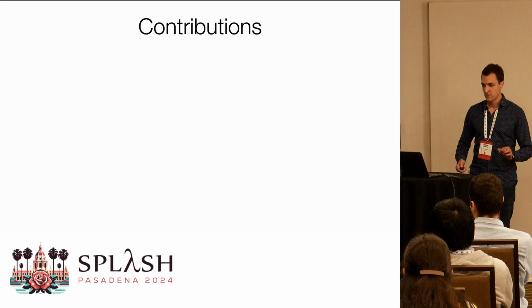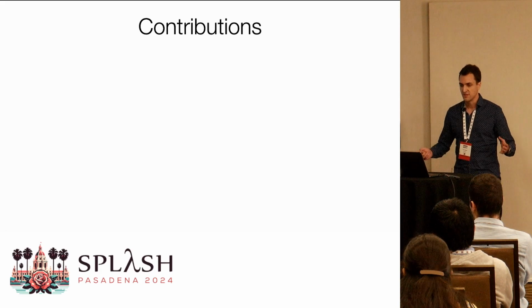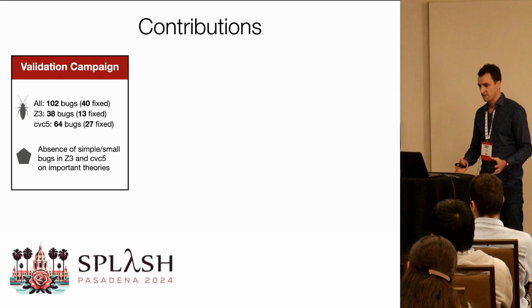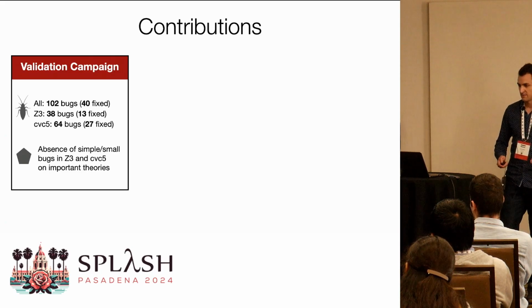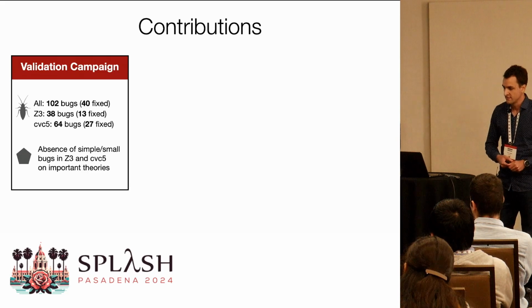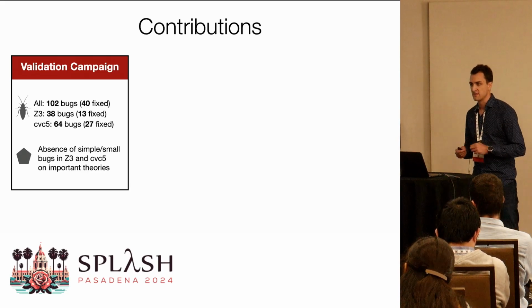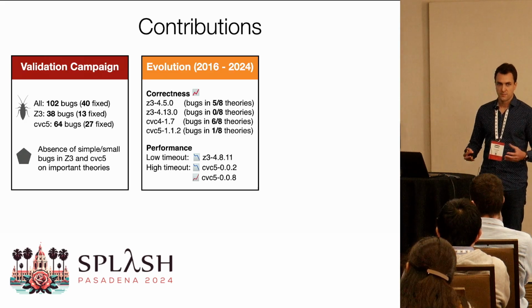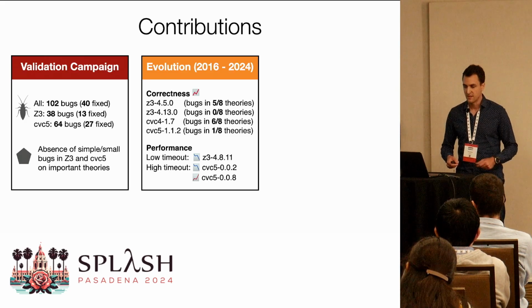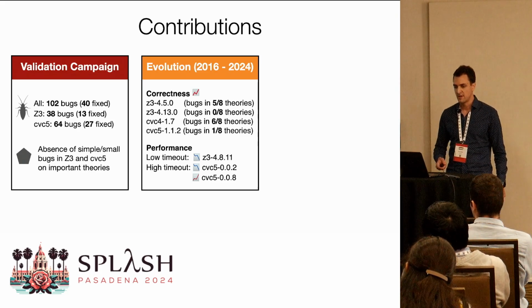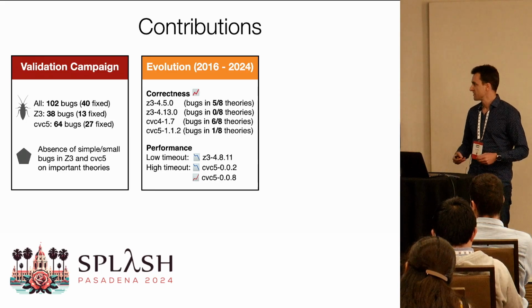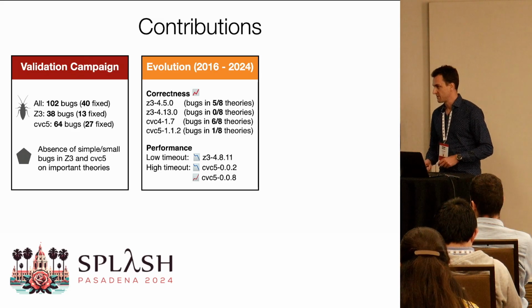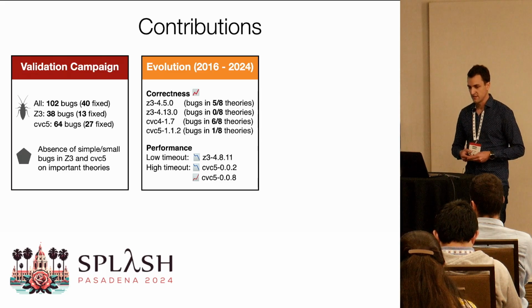In this work, we make three main contributions to approach these questions. The first one is a validation campaign on the SMT solvers. We make a bounded validation of the SMT solvers Z3 and CVC4, and by that we find over 100 bugs. We also increase confidence in the absence of bugs in important theories. As a second contribution, we investigate the evolution of SMT solvers with respect to correctness and also performance. For correctness, we observed significant improvements, which means recent releases of Z3 and CVC4 no longer have bugs in most theories.